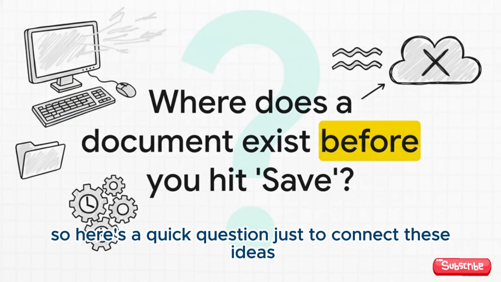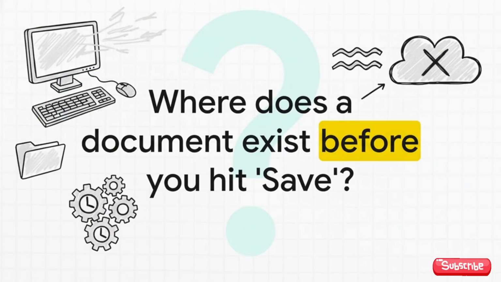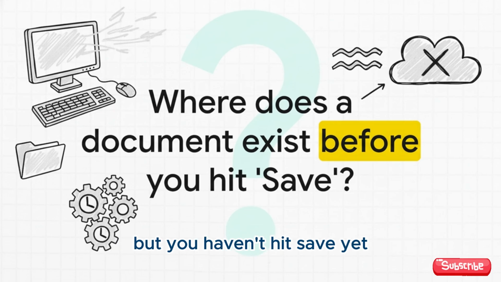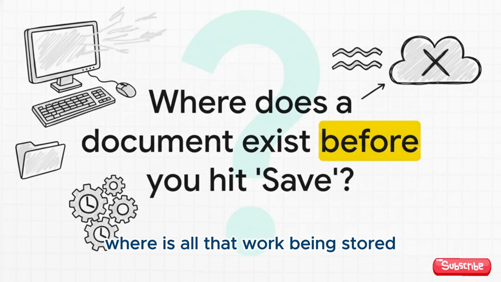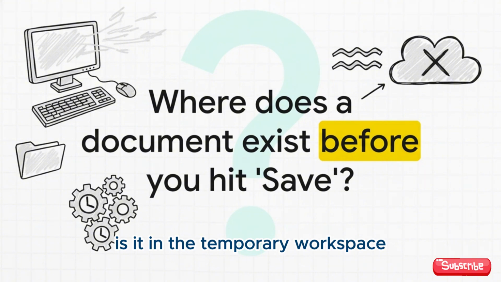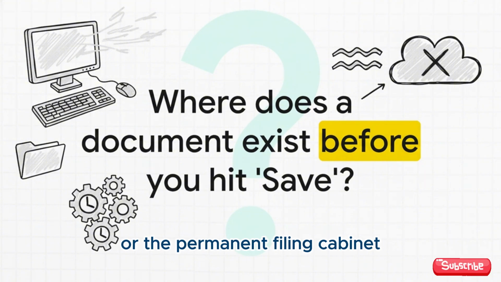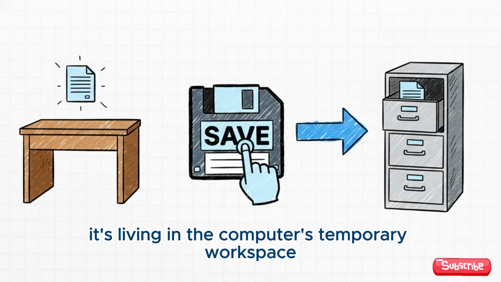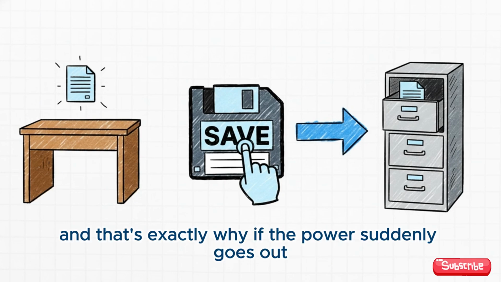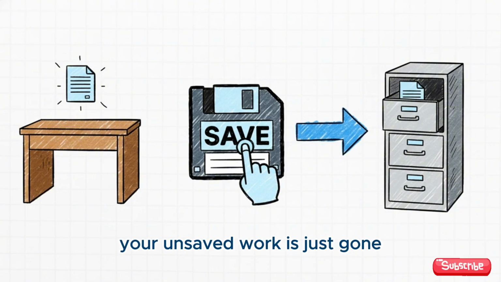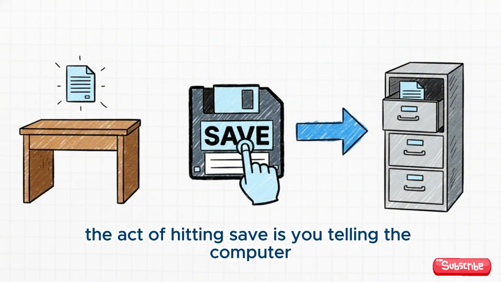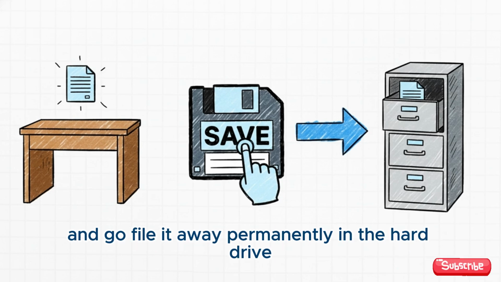So here's a quick question, just to connect these ideas. When you've been typing up a document, but you haven't hit save yet, where is all that work being stored? Is it in the temporary workspace or the permanent filing cabinet? That's right, it's living in the computer's temporary workspace, in the RAM. And that's exactly why, if the power suddenly goes out, your unsaved work is just gone. The act of hitting save is you telling the computer, okay, take this from my temporary desk and go file it away permanently in the hard drive.